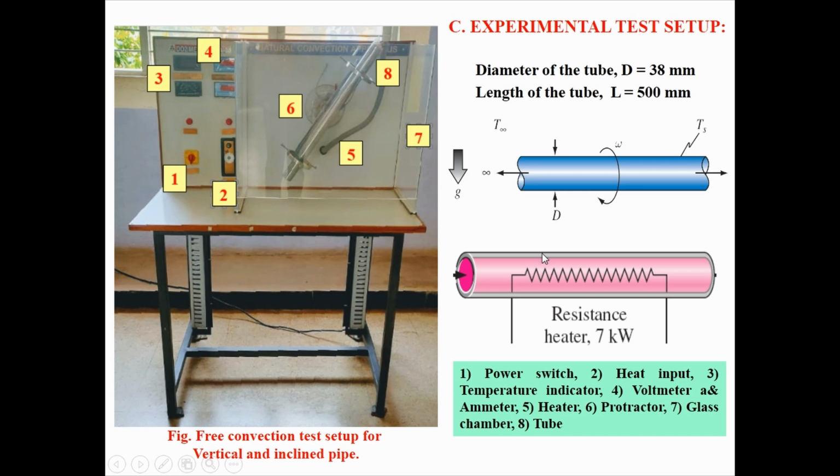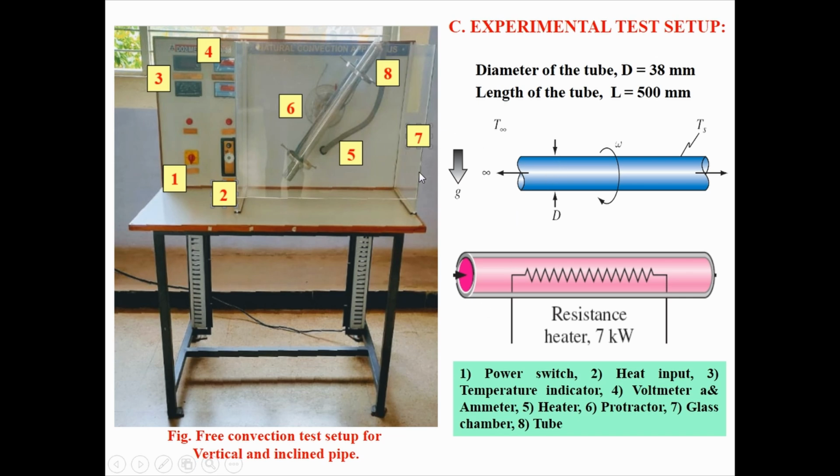Inside the tube there is an electrical resistance coil, a resistance heater, and it has a diameter d. Now air is freely moving over the surface of the tube. So this is about the experimental test setup.